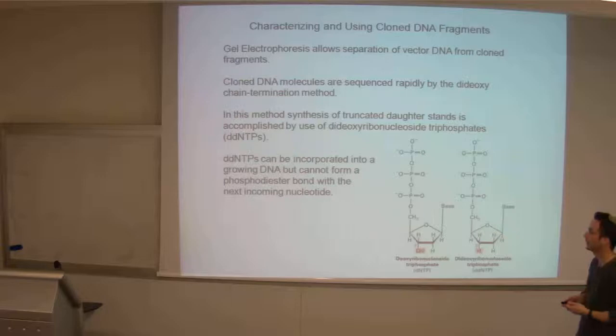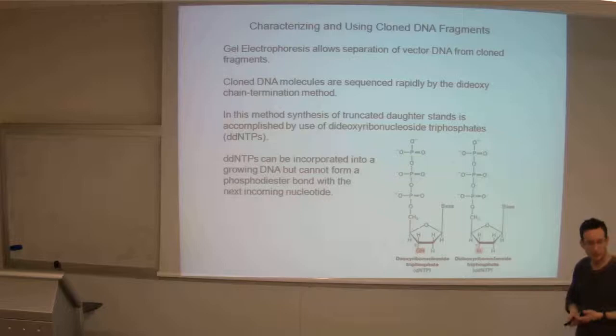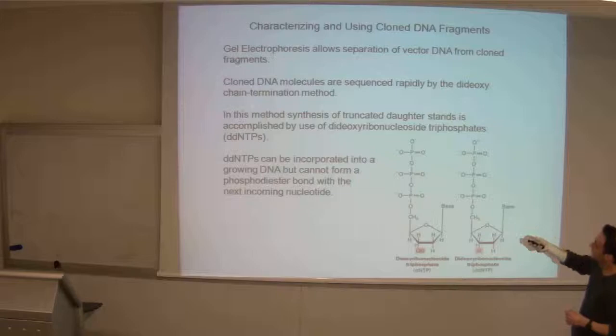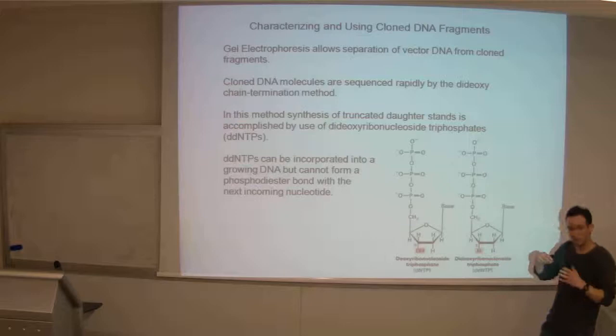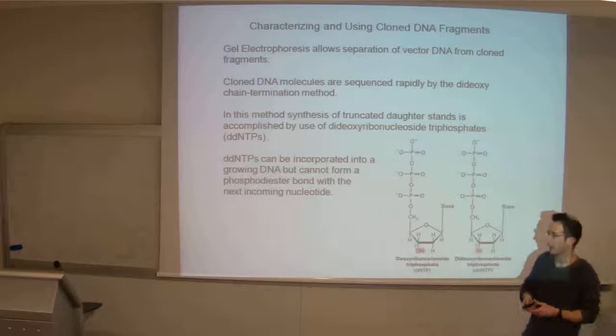The cloned DNA molecules are sequenced rapidly with several existing methods for sequencing. And nowadays we have much more effective, rapid sequencing methods than the one that I will describe here. But this is the classical one, and the one that's much easier to understand, which is called the dideoxy chain termination method. I will introduce it in a minute. But just know that newer sequencing methods, which you can look up on the internet, use different chemistries and different computations and are much more effective than this one.